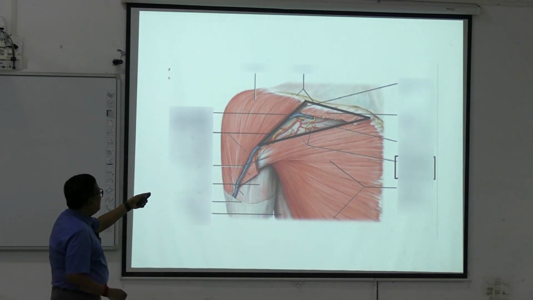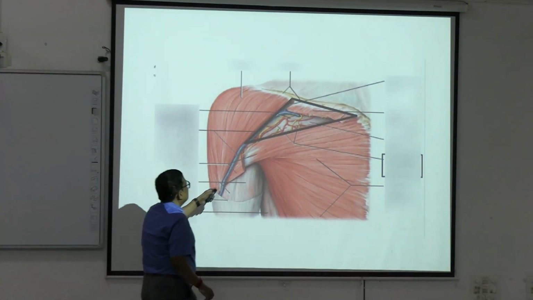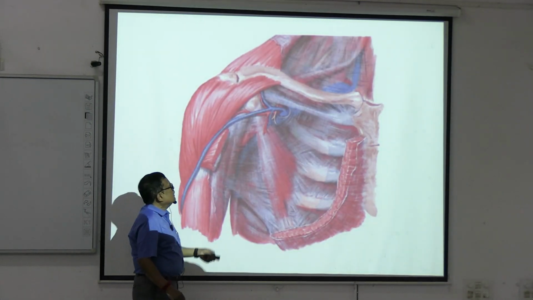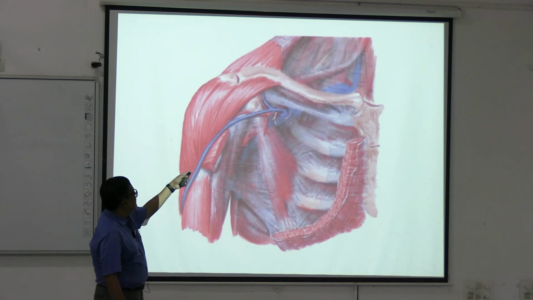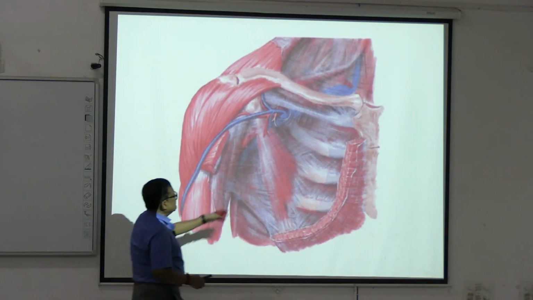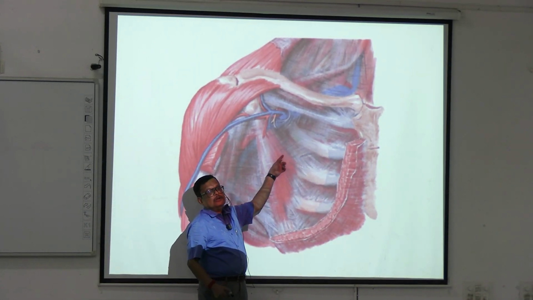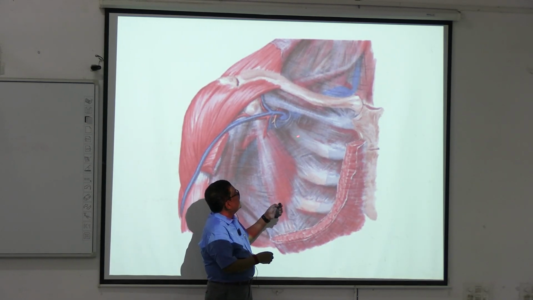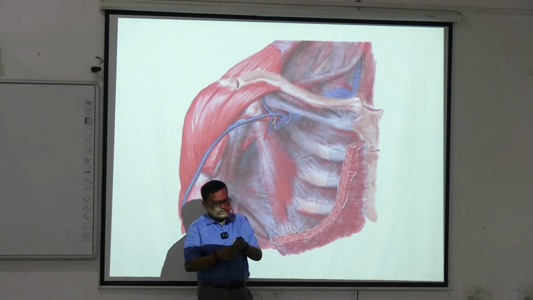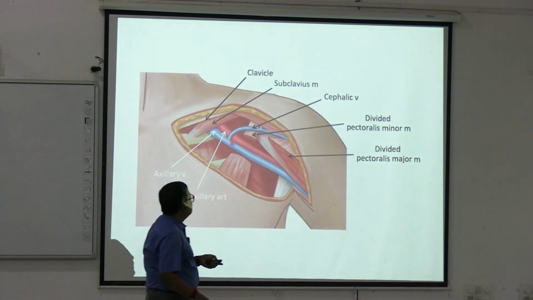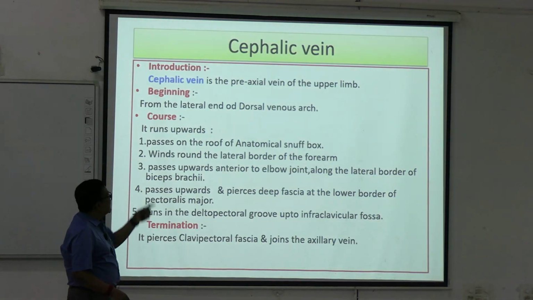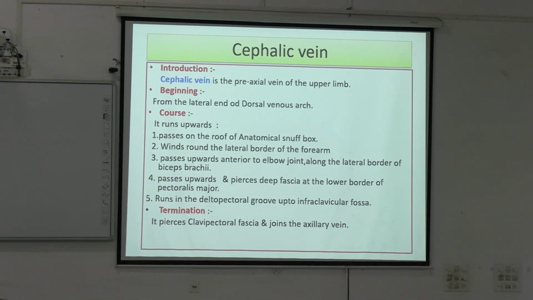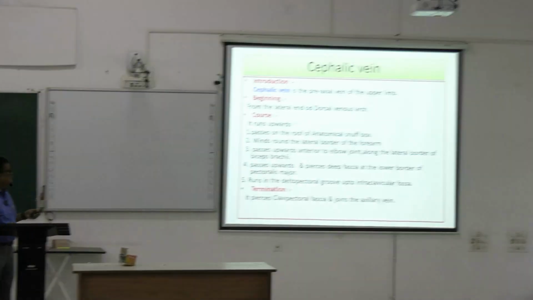Here, and this triangle we call the deltopectoral triangle. Look, it pierces the clavipectoral fascia. What is this muscle? Pectoralis minor. Very good. And above is the subclavius. This is the subclavius and this fascia is the clavipectoral fascia. Very good, thank you. I am repeating so that you do not forget. Now see how to write this; in the exam you must write this way, then you will carry good marks.